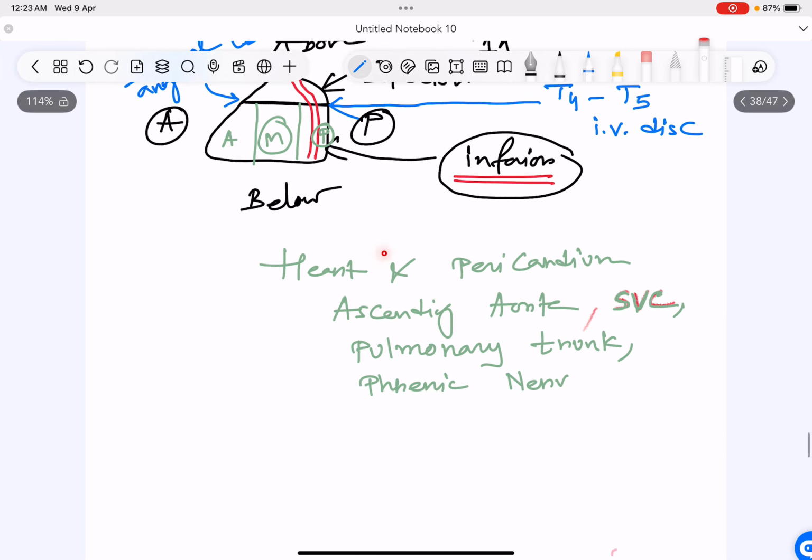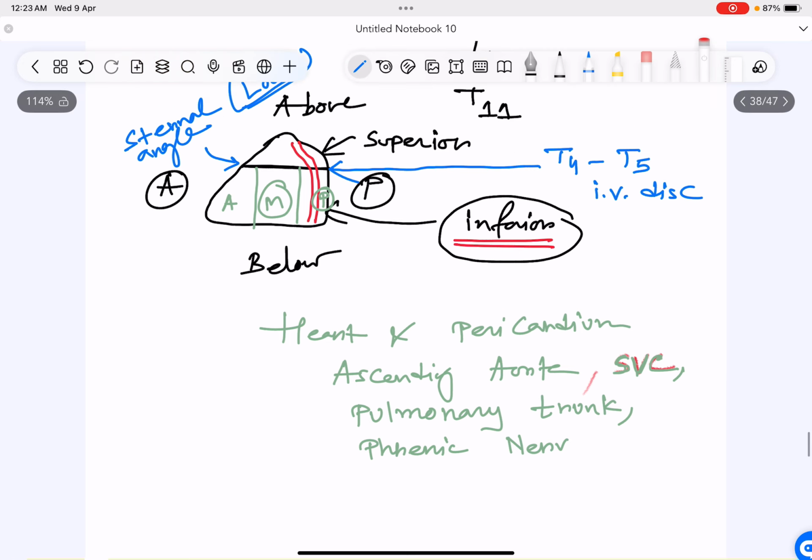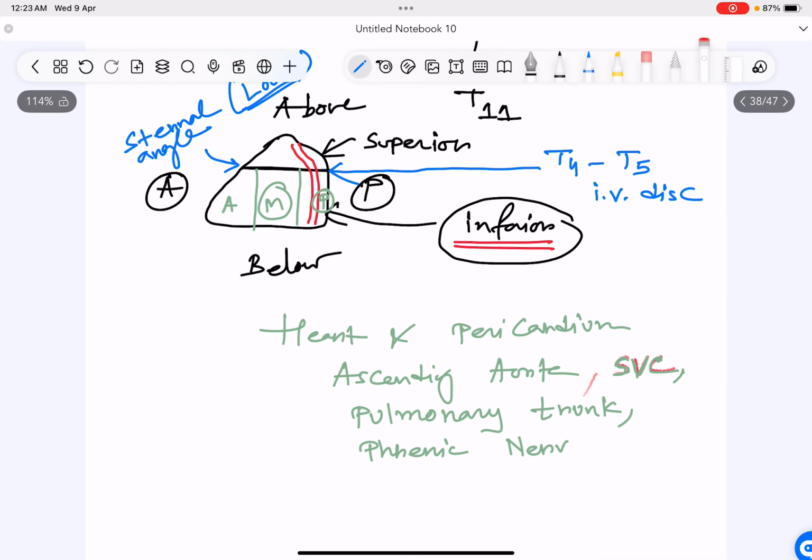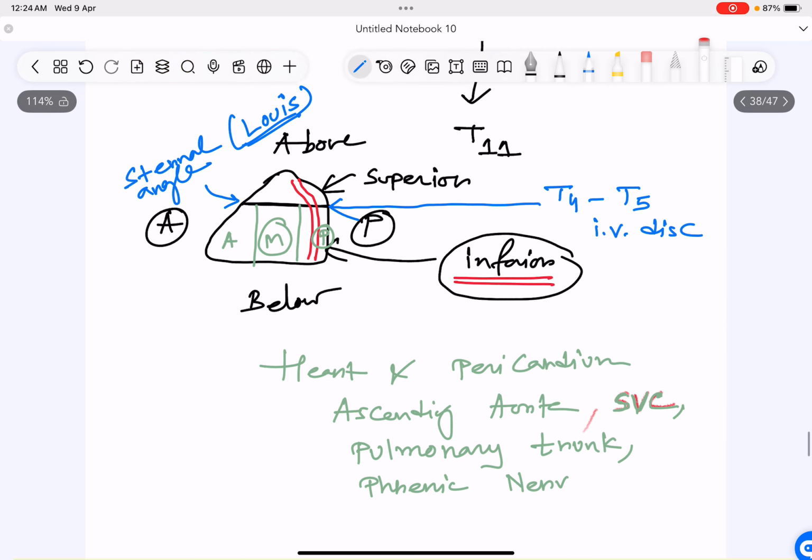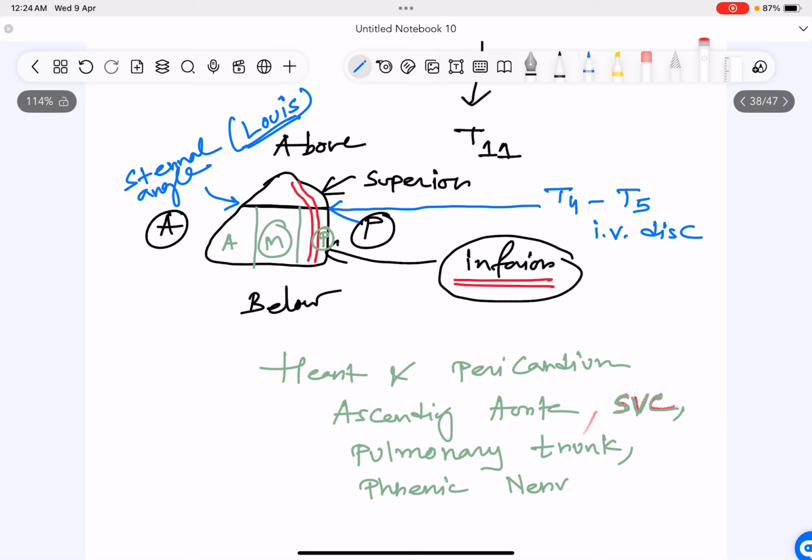The heart, pericardium, ascending aorta, pulmonary trunk, the main outflow tracts coming from the heart, ascending aorta and pulmonary trunk, SVC and phrenic nerve, they are part of the middle part of the inferior mediastinum. In the posterior mediastinum we have the esophagus.